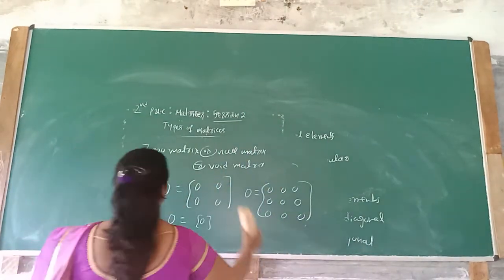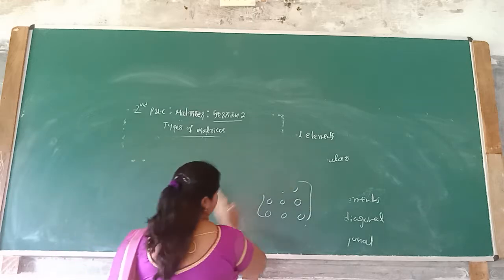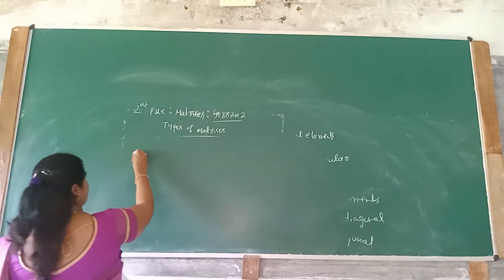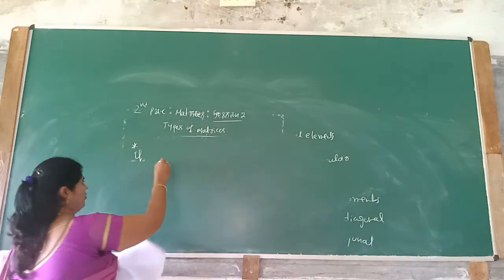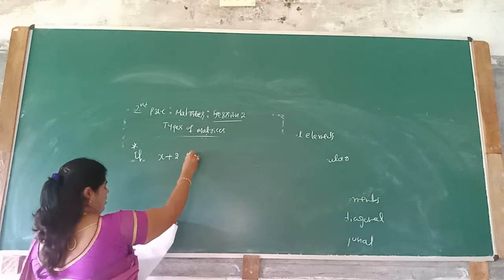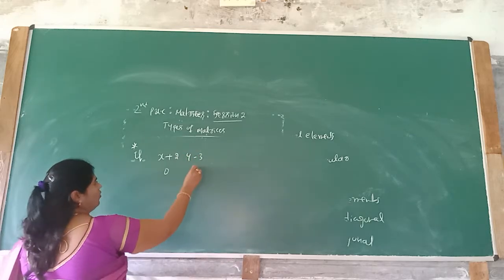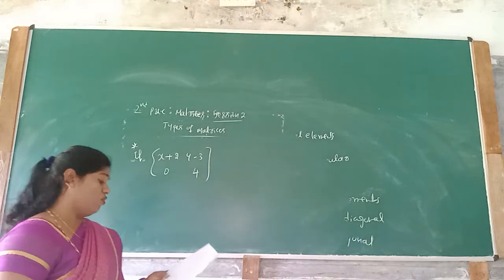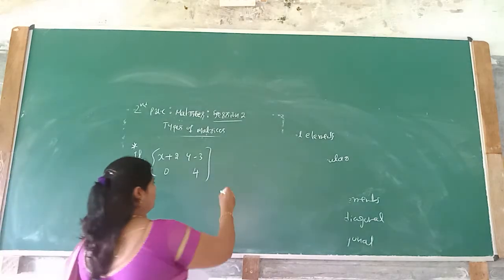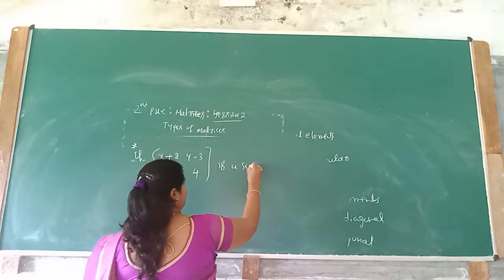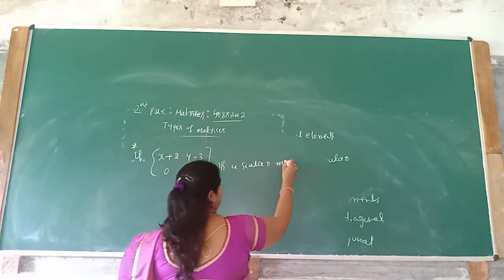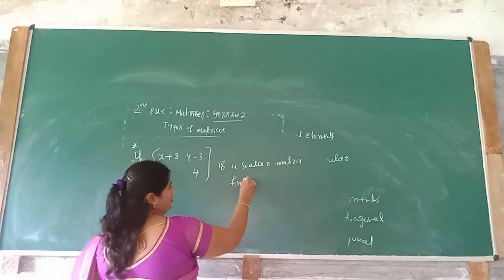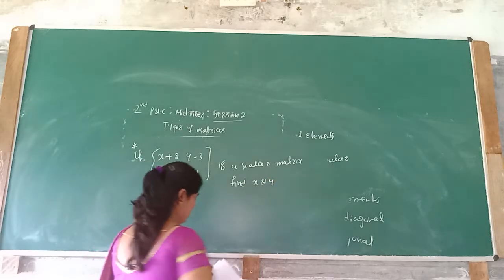This one is important, it is coming for examination. If the matrix with x plus 2, y minus 3, 0, 4 is a scalar matrix, find x and y.